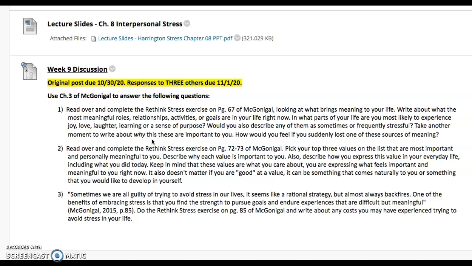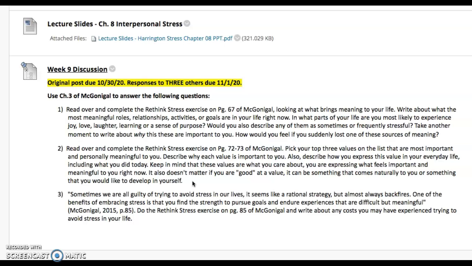And I want you to keep in mind, and Dr. McGonigal says this in the exercise, that these values are what you care about. You're expressing what feels important and meaningful to you right now. It doesn't matter if you're quote unquote good at a particular value. It can be something that comes naturally to you, or it can be something that you would like to develop in yourself, that you hold dear, that really matters to you, but you realize it's also maybe a struggle for you. So I want you to talk about those.